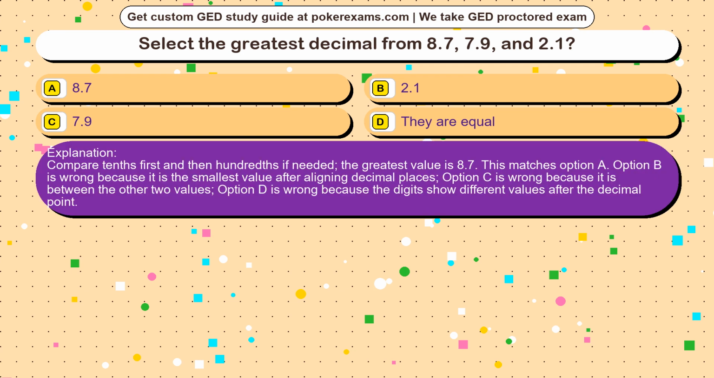Compare tenths first and then hundredths if needed. The greatest value is 8.7. This matches option A. Option B is wrong because it is the smallest value after aligning decimal places. Option C is wrong because it is between the other two values. Option D is wrong because the digits show different values after the decimal point.